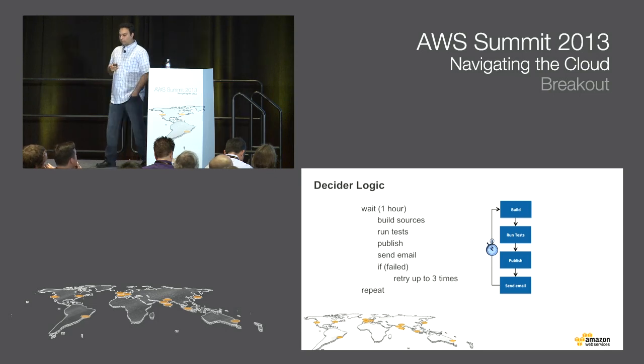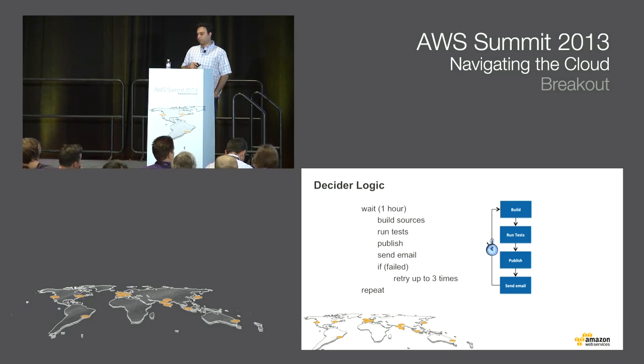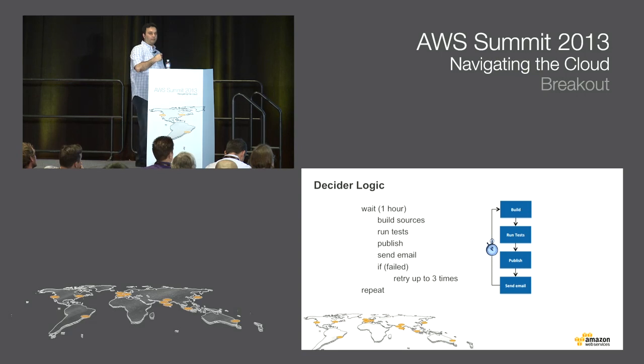So quick recap of what our decision logic looks like. It's basically a loop. We do the build step. Once that step is complete, we do testing. Then we publish the binaries. And one other thing that I want to add here is retries. If any of those steps fail, I want to be able to retry them up to 3 times. And I keep doing that on a schedule in a loop.